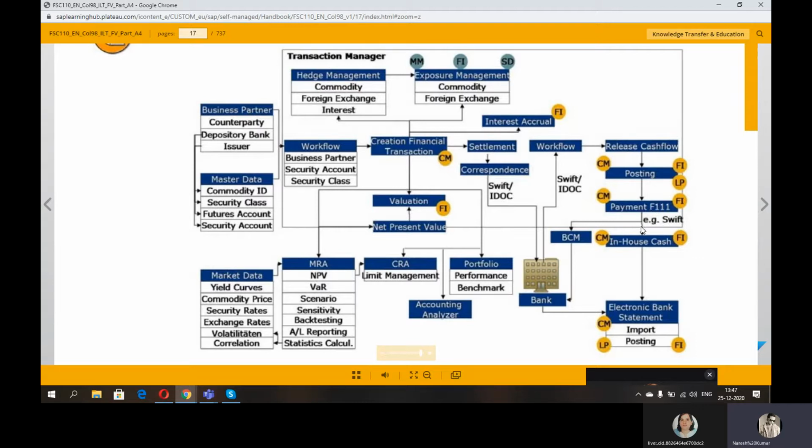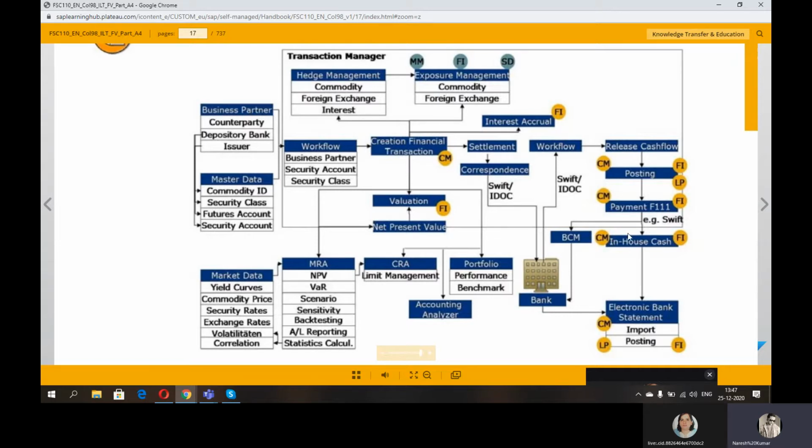Okay, from the payment, it will again go to BCM and reach the bank. Okay, this is one option. The second option is it will go for in-house cash and it will reach to electronic bank statement, import and posting. This will clear. This is one prospect.